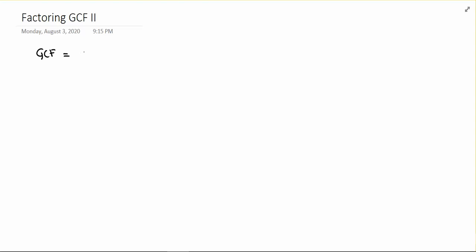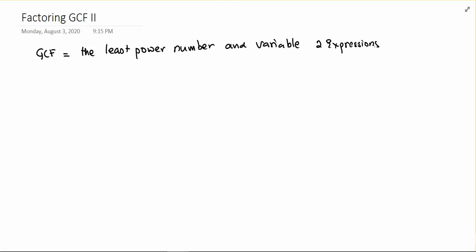is the least power number and variable two expressions having common. Okay, it's the least power number and variable two expressions having common.